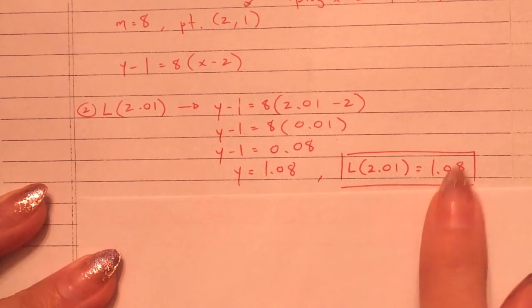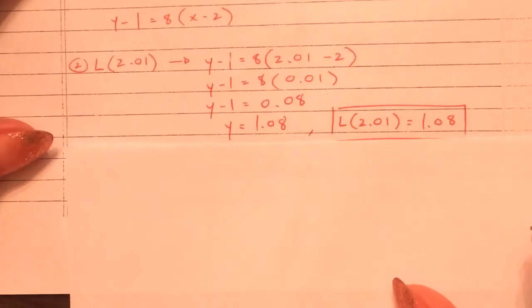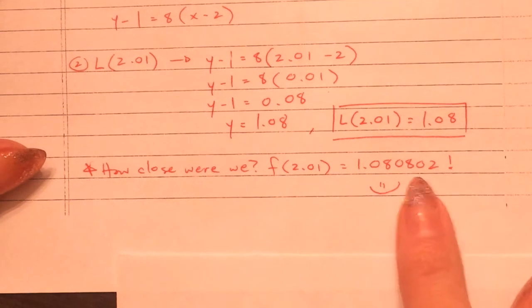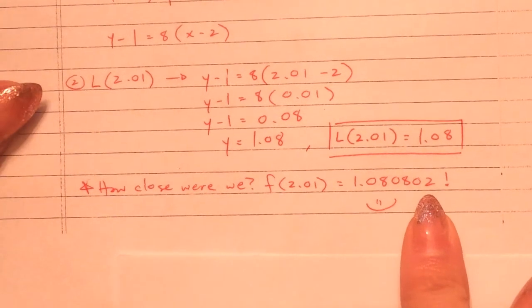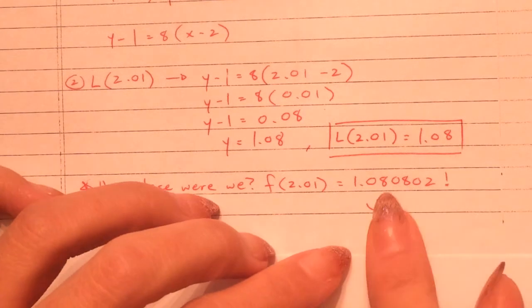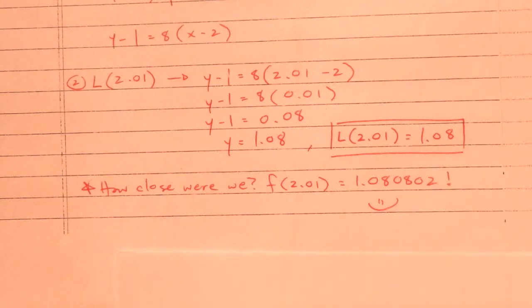How close is this to if we plugged 2.01 into here? It would be that close. That's super close. That really is super close. I put it into a calculator, that's what you would get. So you're accurate to like the hundredths place.